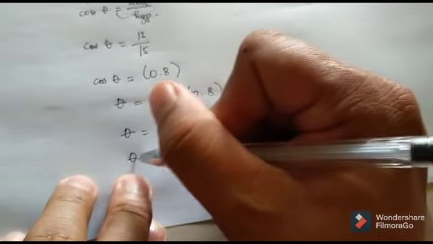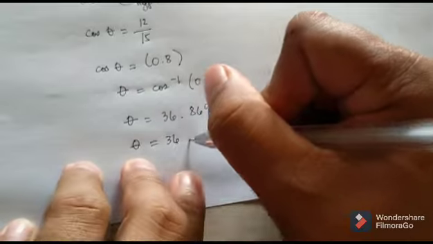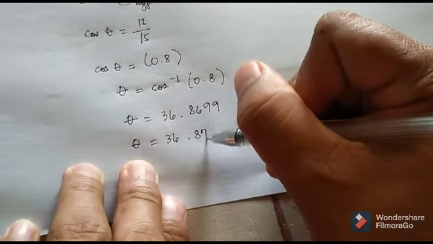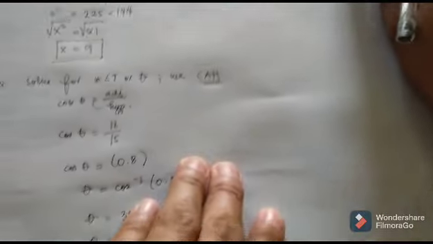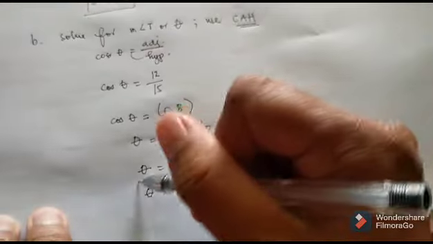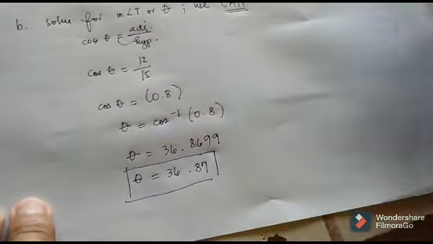Okay, so you would have theta is equal to 36.87, since we are asked to have 2 decimal places. Okay, so that would be our theta.